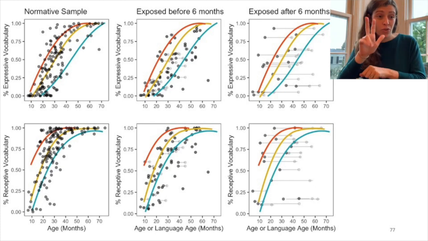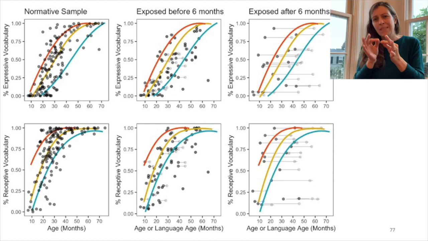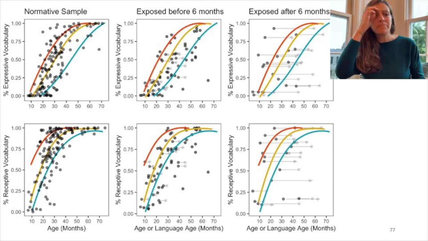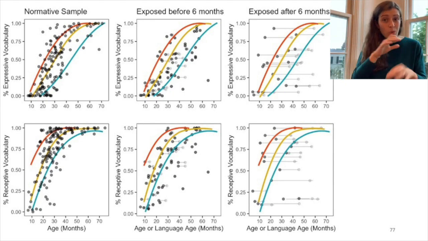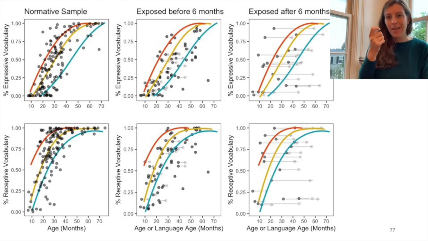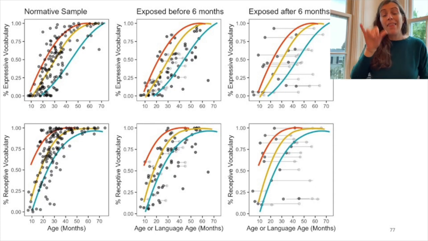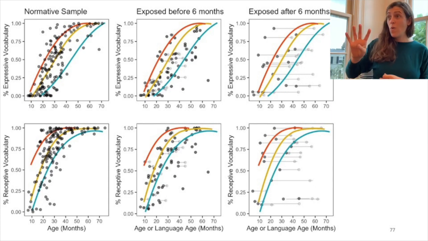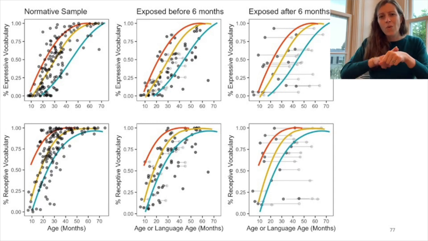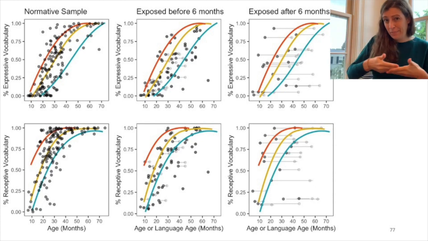On the right, you can see the children who are exposed after 6 months old. And you see that there is, based on their chronological age, some delay in their vocabulary acquisition. Interestingly, when we look at their language age, we see kind of the opposite pattern where some of these kids are actually doing better than you'd expect based on the reference sample. So they're learning more words earlier than you'd expect of deaf children who have deaf parents. And that makes sense, right? If you're 4 years old, you've been signing for 3 months, you might have a larger vocabulary than a 3-month-old infant.